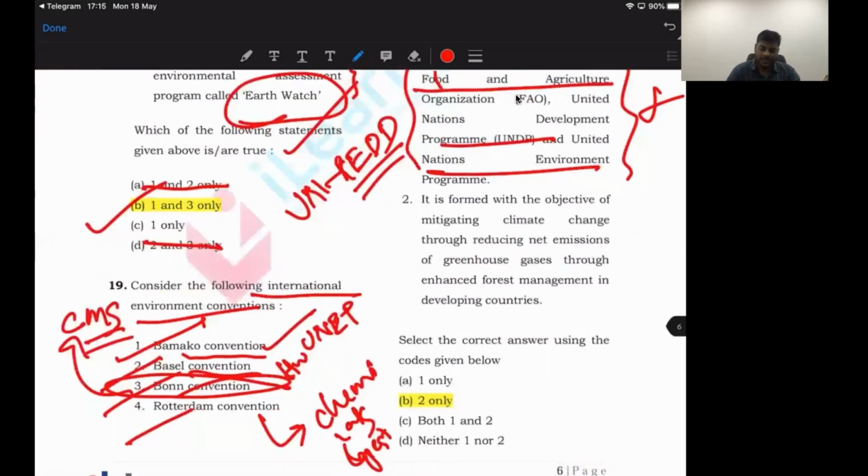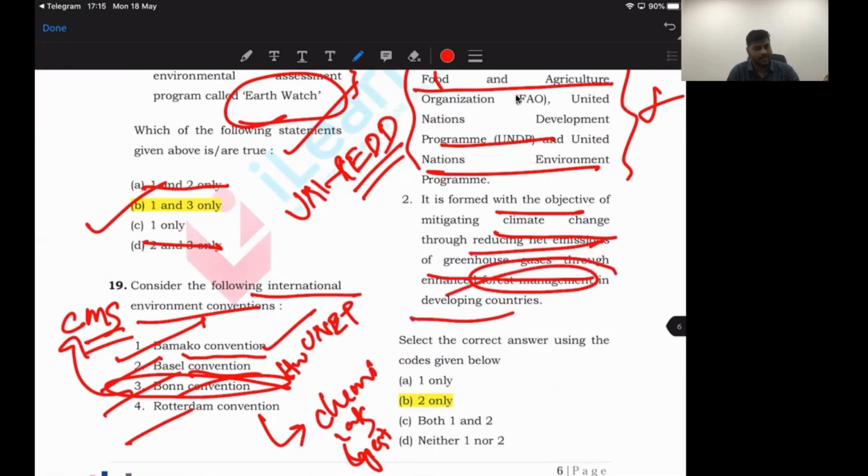Second one, a very basic one, a very general one: REDD plus, reducing emissions from degradation and deforestation, with the objective of mitigating climate change through reducing emission of greenhouse gases through enhanced forest management in developing countries. Exactly, the statement is correct. Here the answer should be 2 only.